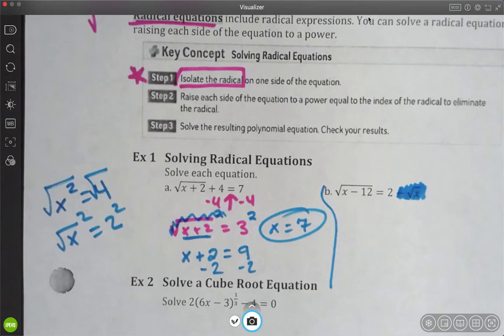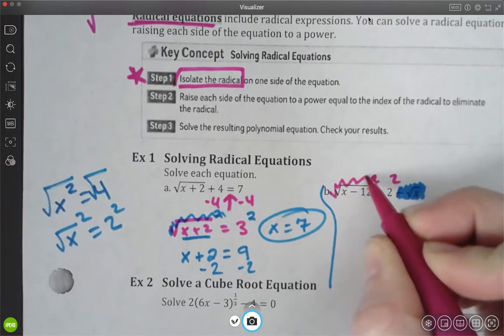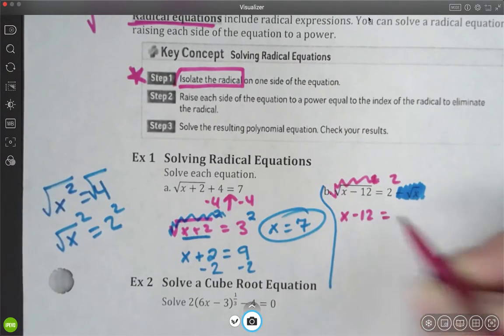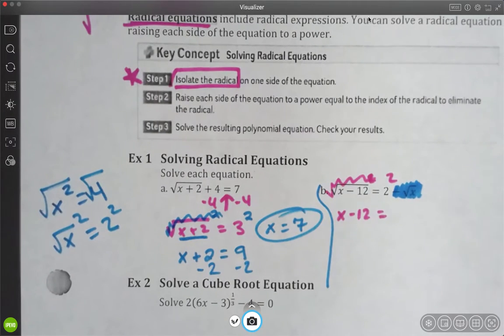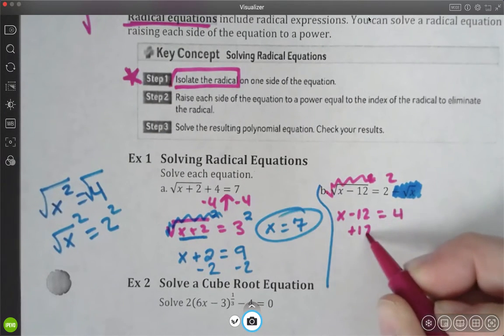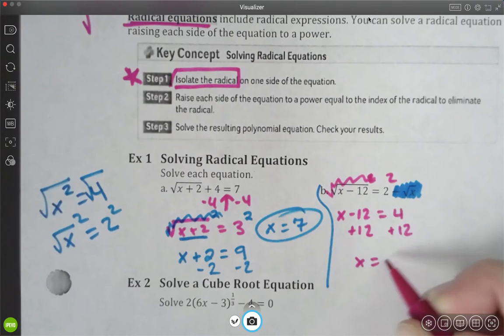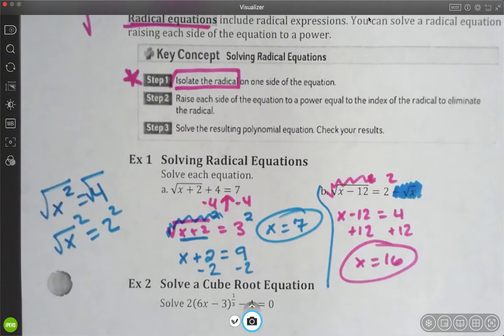All right. Okay, what do you do first? Is the radical isolated? Yes. So you square it. The square and the square root go away. x minus 12 equals what? 4. Then? Plus 12. x is? Beautiful. You did it. Oh my gosh. Okay, so there's that.